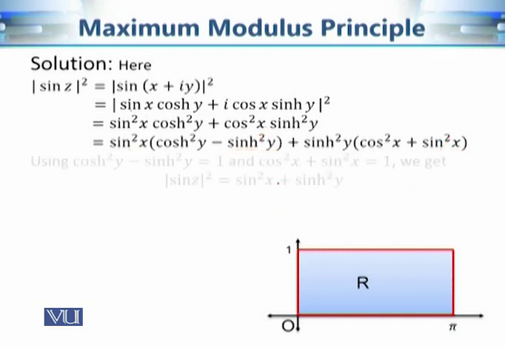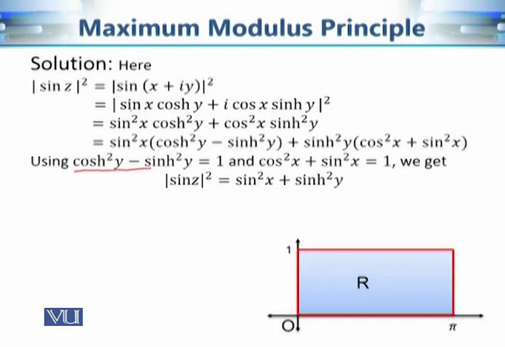What is the main benefit of doing this? That we can use the results cosh² y minus sinh² y is 1, and cos² x plus sin² x is equal to 1, and hence we have the square of the modulus of sin z is equal to sin² x plus sinh² y. Now this sin² x is a non-negative function, sinh² y is a non-negative function, and if we want to talk about the maximum value of the modulus of sin z, we need to understand where the maximum value of sin x and sinh y will exist.